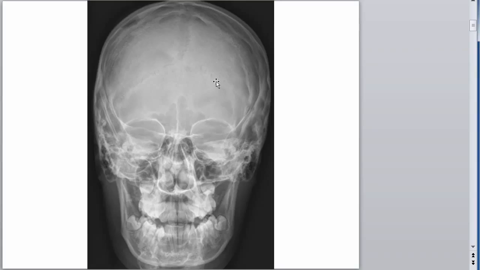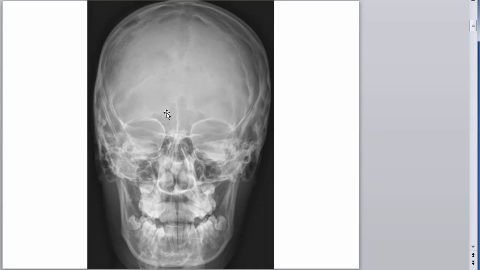Let's see what else we can see here. Now look real close. You see the squiggly line running up here? So what is that? That's the coronal. These are the coronal sutures. Coronal sutures. Okay.